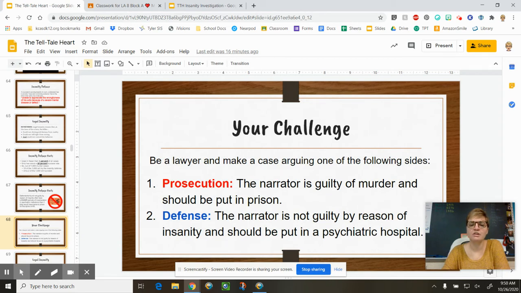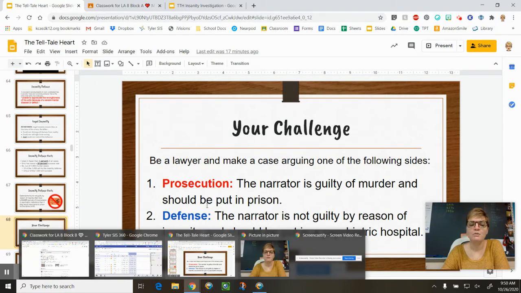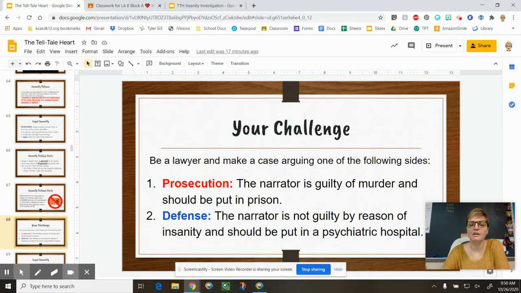We have 2 sides here. So we have prosecution and we have defense. So prosecution means that you would be arguing that the narrator is guilty of murder and should be put in prison. So you're saying that he is completely sane, knew what he was doing, was in control of his actions at the time of the murder, and thus should go to jail. If you are on the defense, then you are arguing that the narrator is insane and needs to be put in a psychiatric hospital and shouldn't be punished. He needs treatment instead.